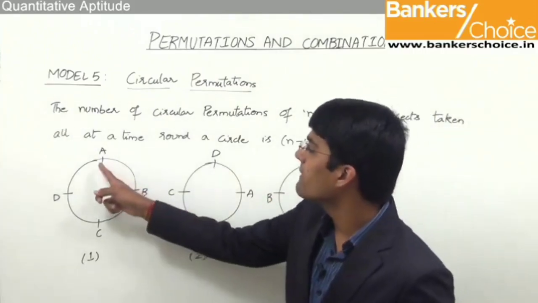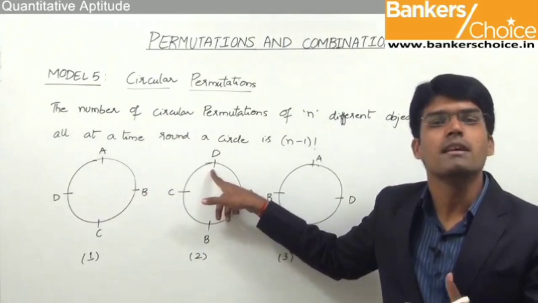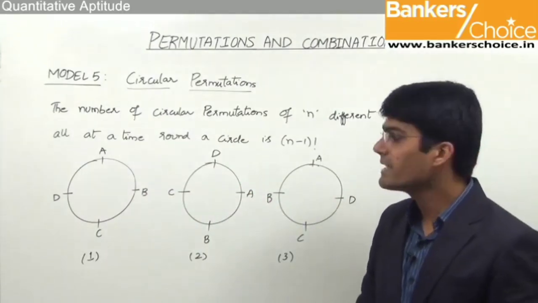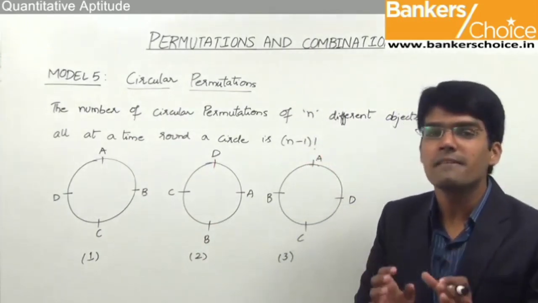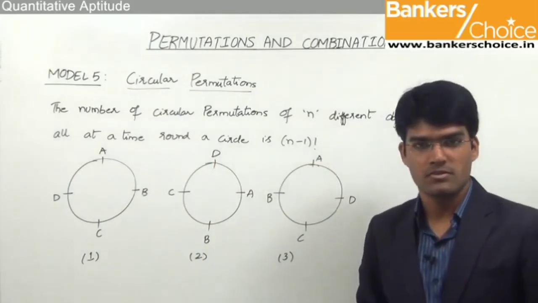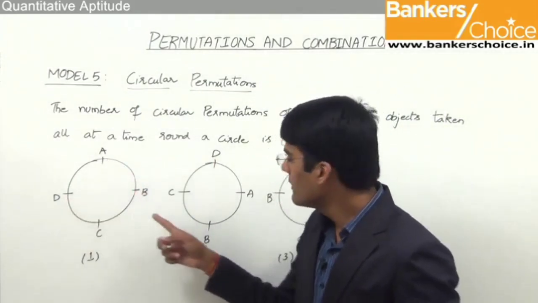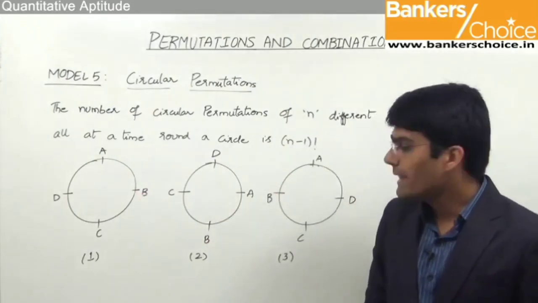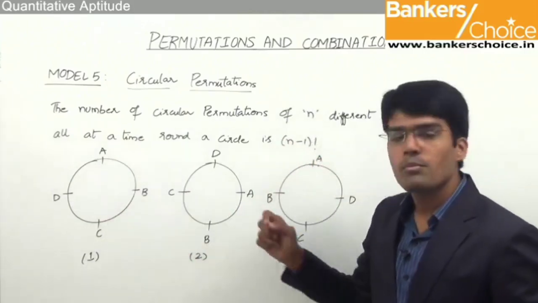We cannot say that here the first position was occupied by A and here the first position is occupied by D. Why? Because there is nothing called first position or second position or last position for a circle. So the relative positions of the persons are important. Only the relative positions of the persons have to be considered, but not the actual positions. Here if we observe, the left and right of A are B and D. Even in this permutation, the left and right of A are B and D respectively. Likewise, A is opposite to C. Even in this case, A is opposite to C.